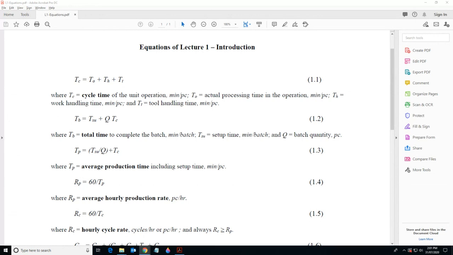It's good to make yourself familiar with the equation sheets. The equation sheets, as you can see here, are very clear. That is, all the equations and all the terms are properly defined, and the units for each of the terms are clearly provided. However, please note that you need to practice making use of these equations before the exam.